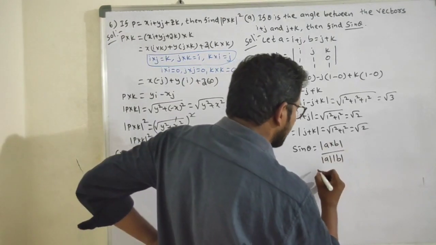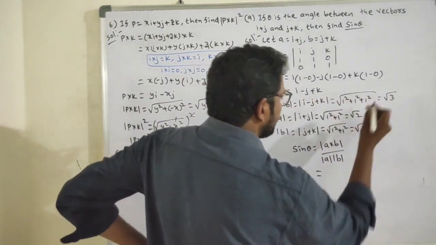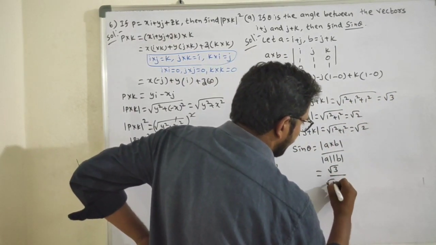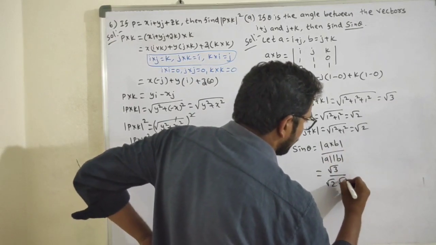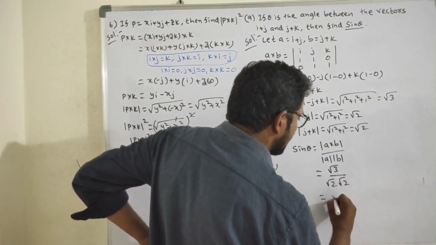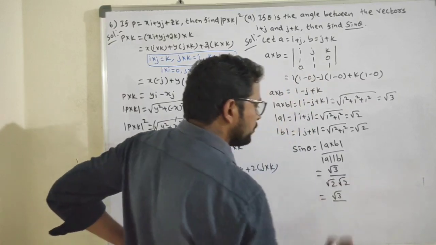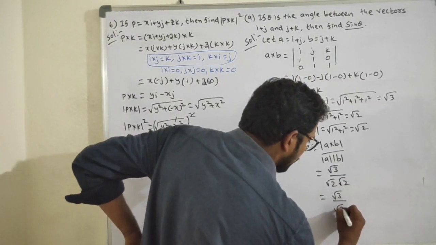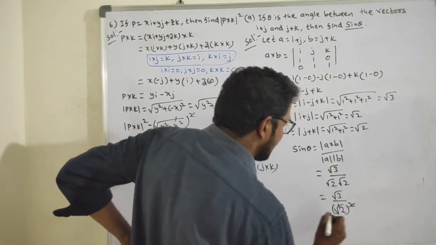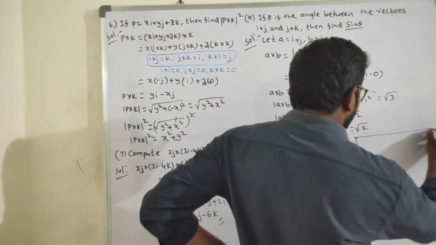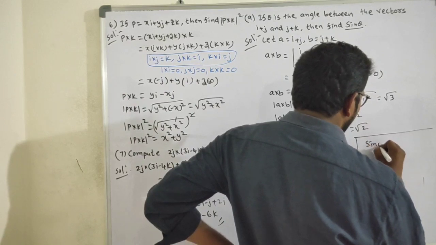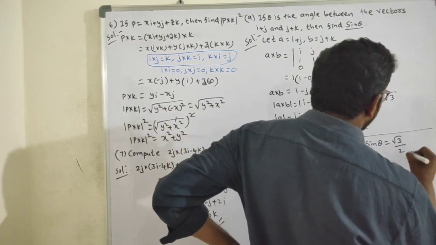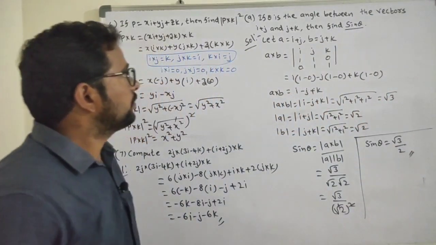Substitute values. Modulus A cross B value is root 3, by mod A value root 2, mod B value root 2. So we can write this as root 3 by root 2 into root 2. Root 2 square is equal to 2 only. So the square root gets cancelled and sin theta is equal to root 3 by 2. Sin theta is equal to root 3 by 2.